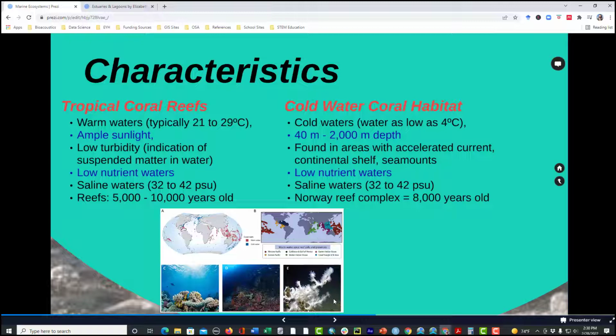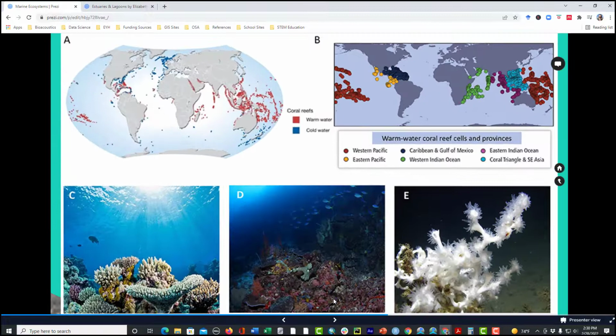These occur in water as cold as 4 degrees Celsius and can be at a depth of anywhere between 40 meters and 2,000 meters. So it's not what we typically think of with coral reefs. These are found in areas with an accelerated current along the continental shelf and also at seamounts. There's going to be low nutrient waters here as well as saline waters, and an example is the Norway Reef Complex, which is approximately 8,000 years old. So quite a bit of variety, as you can imagine.